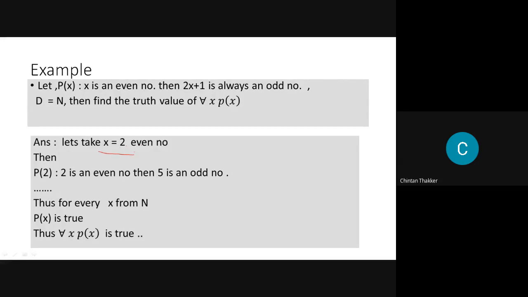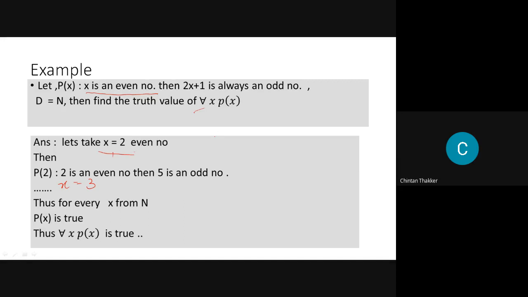If we take x equal to an odd number, okay, here if we take x equal to 3, then the first statement, 3 is an even number, is false. So in a conditional statement, if the first statement is false, then the conditional statement is true. It is true again. So for all x belongs to N, P of x is true. So for all x, P of x is true. This is one method.